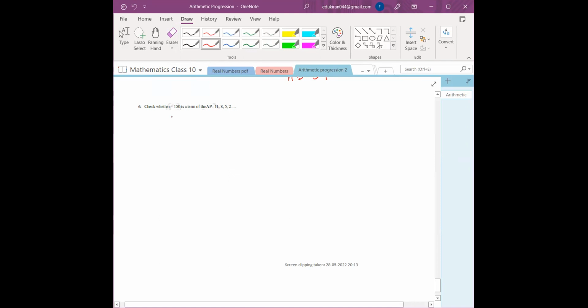So what we do is let minus 150 be the nth term of this AP, right? Let an be equal to minus 150. Okay. Now put the formula. So a plus n minus 1 into d is your minus 150, right? Now put the value of a and d. So how much is a here? A is 11 and d is how much? 8 minus 11, it should be minus 3. Correct? Put it here. So 11 plus n minus 1 into minus 3, it should be minus 150.